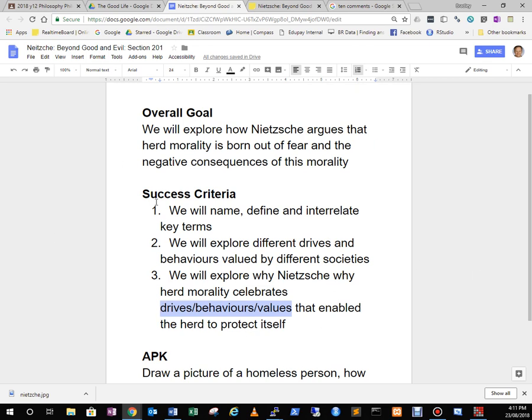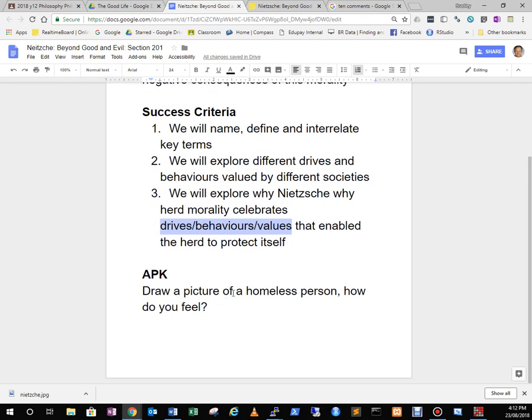So if you could quickly go 1, 2, 3, score yourself on the success criteria, that would be great. And then I want you to draw a picture of a homeless person and then tell me how you feel. The reason for that is because you might be feeling something called pity or compassion. And Nietzsche has a bit of a historical claim on how pity or compassion were viewed at different periods of history. Could you do that for me, please?